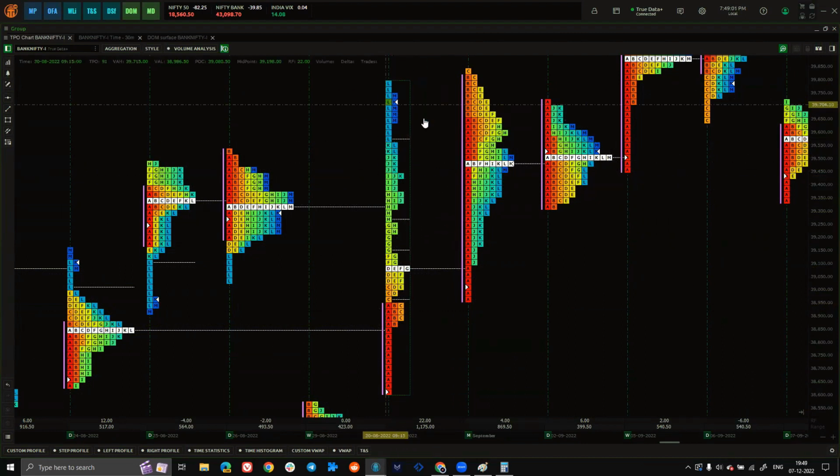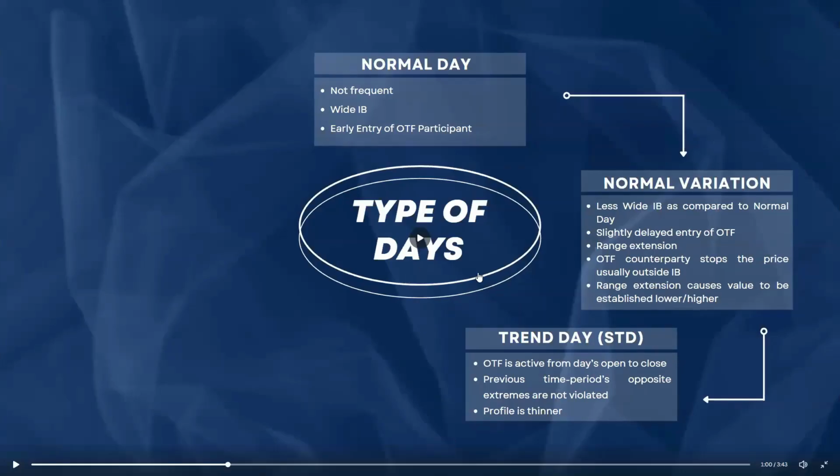These clusters of boxes will be separated by a single TPO. You will learn this gradually. Once you start observing this regularly in markets, you will identify that, okay, this is what happens. So you don't need to remember anything, don't worry.